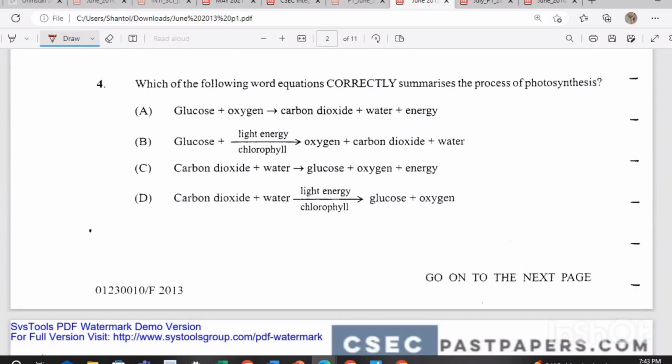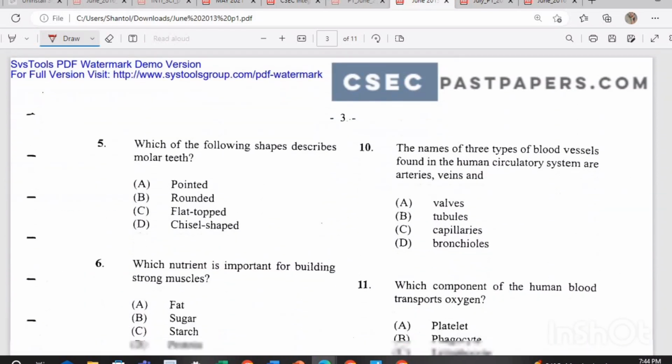Question 4. Which of the following word equations correctly summarizes the process of photosynthesis? Is it A, B, C, or D? If you said D, you are correct. Carbon dioxide plus water, light energy over chlorophyll gives you glucose plus oxygen. Remember that equation.